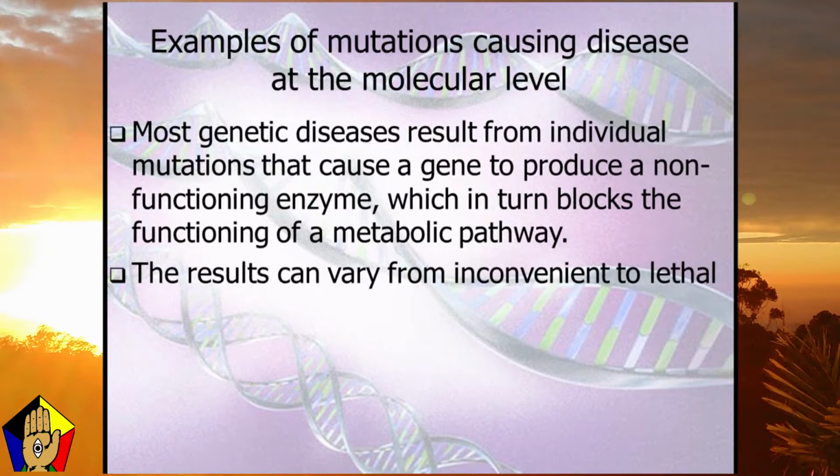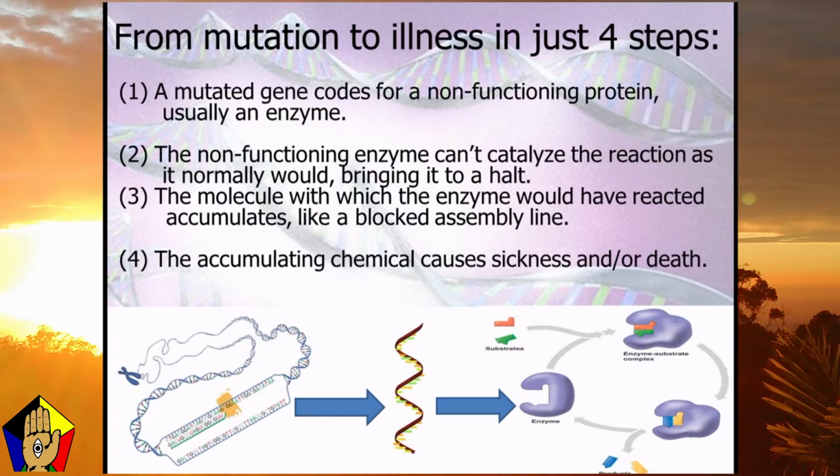All right, so examples of mutations causing disease at the molecular level. The biggest key you want to remember is that when you change a protein, you either change a structure or an enzyme in general. So when you change these proteins, you may make a non-functioning enzyme which blocks a metabolic pathway. You might make a structure that makes too much or a bigger size cell. Or you might not be able to make a structure that causes the cell to be weak and fragile. Right? So these changes can be anything from inconvenient to lethal. And I'll give you some examples here to show you.